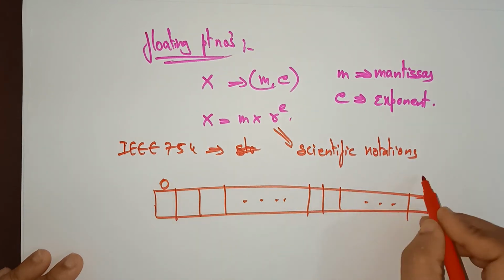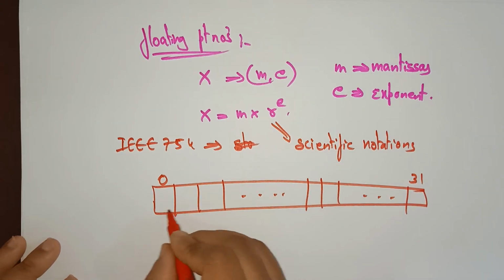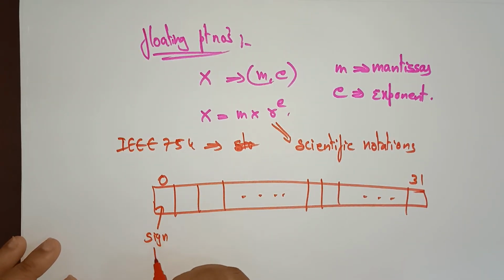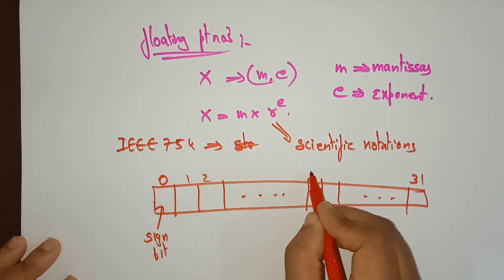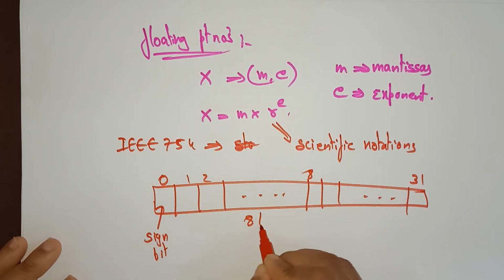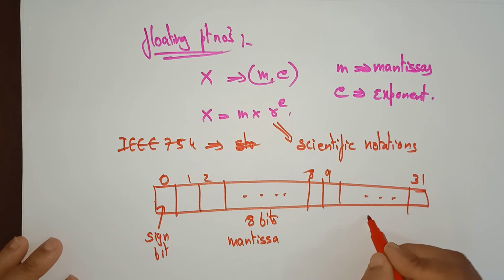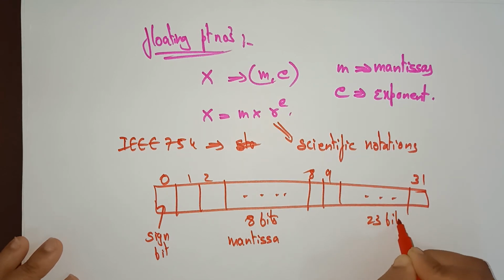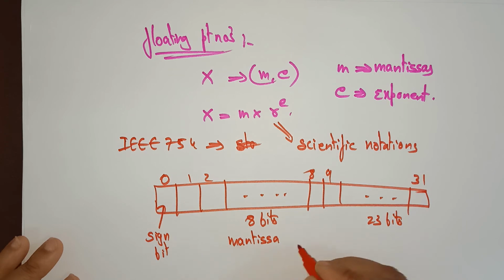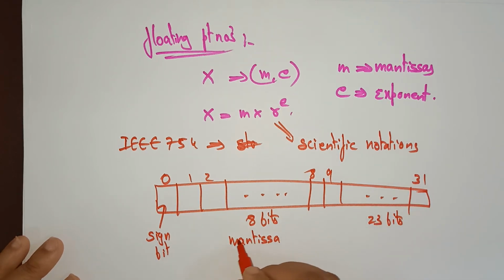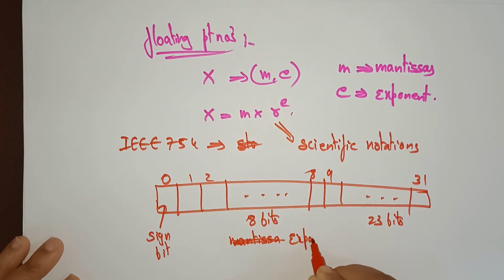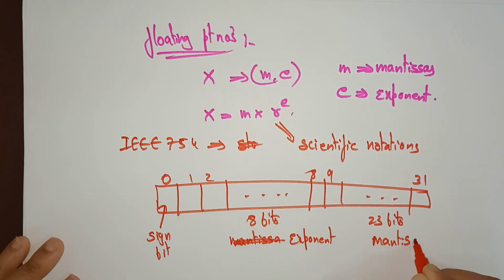Okay, so if I take the 32 bits, the first bit indicates the sign bit, and the remaining bits are divided into 8 bits for the exponent and 23 bits for the mantissa. So it depends upon the circuit, it may vary.